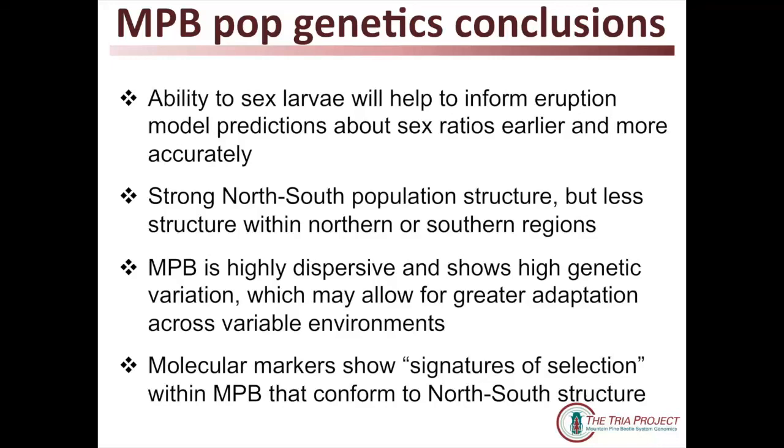So also now showing the high dispersiveness and the high genetic variation, which can potentially allow for greater adaptation. And then some work in progress on showing signatures of selection for loci that might conform right now to the north-south structure, but as soon as they get laid on all those other layers, perhaps we can tease out what is causing that structure. Okay, so much for the population genetics parts, and we'll move on to the next one.